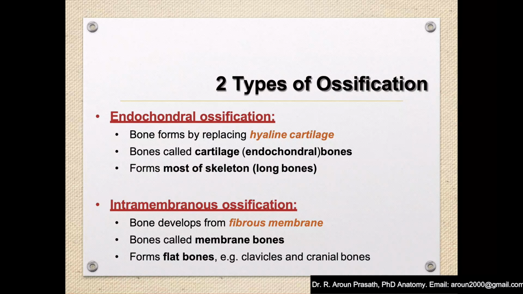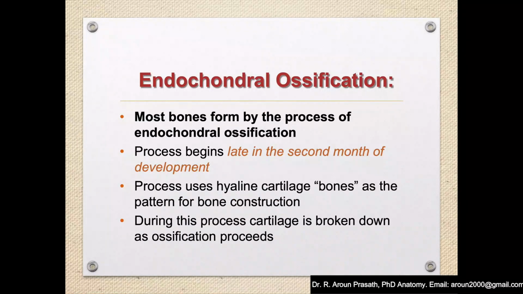Whereas intramembranous ossification is concerned, like skull bones, they are derived from the membranes. Likewise the clavicle, the collarbone, is also a membranous ossification. Coming to endochondral ossification, most bones are formed by this process.